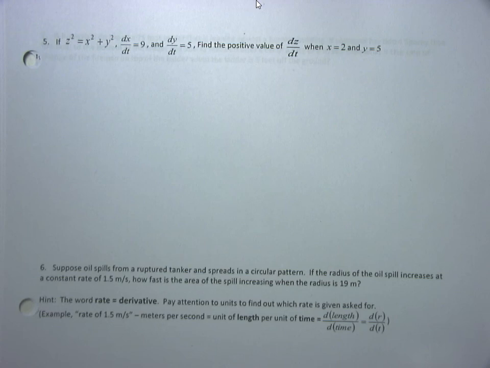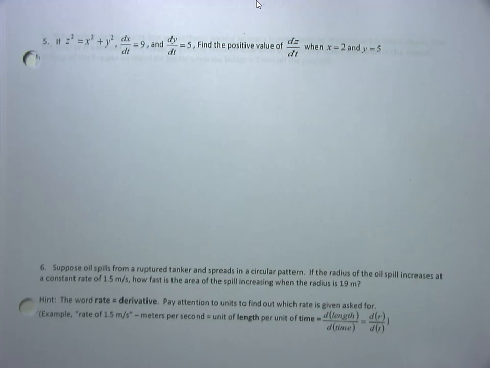If z squared equals x squared plus y squared, and dx/dt is 9, dy/dt is 5, find the positive value of dz/dt when x equals 2 and y equals 5. All right, let me explain this problem here. First off, I've taken a traditional word problem and cut out the words and just put down all the information you need. I gave you the equation, z squared equals x squared plus y squared. I gave you dx/dt, the rate of change of x with respect to time, is 9 units per second, whatever. dy/dt is 5 units per second. Your mission is to find dz/dt when x equals 2 and y equals 5.